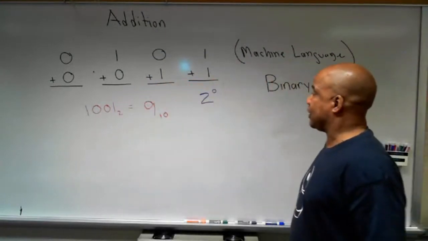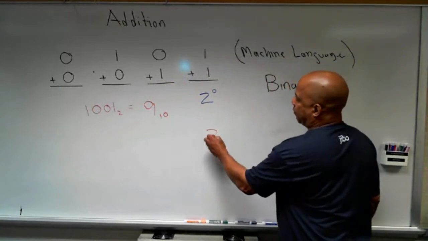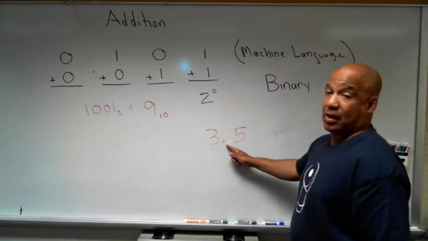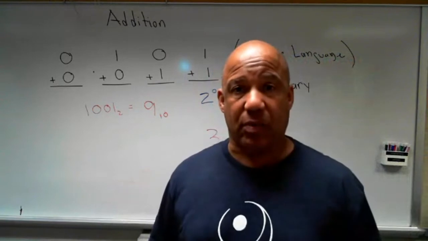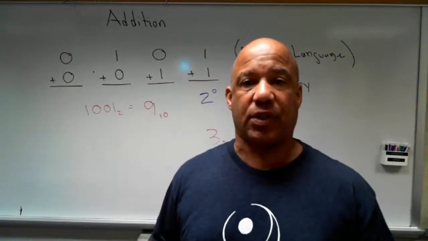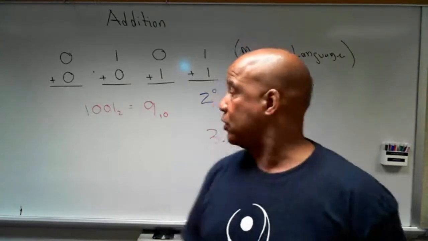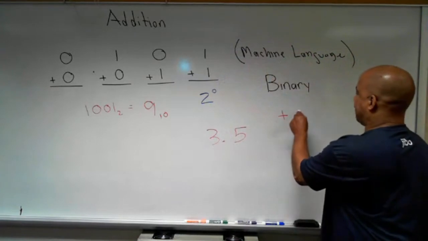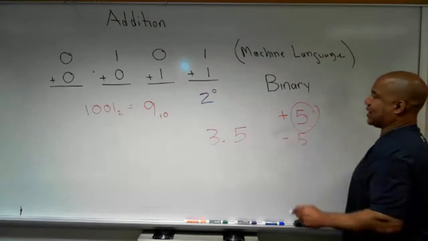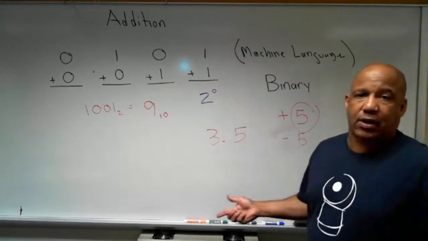The other thing you can do is, what if you have a decimal number, maybe 3.5? How would you represent a decimal point? Because remember, in machine language, there's no way to represent anything other than a 1 or a 0. You saw that when we looked at negative numbers in the last class. If I want to show a positive 5 or negative 5, I can represent this as a series of bits, but how do I represent a positive sign or a negative sign? Well, there's no way to do it.